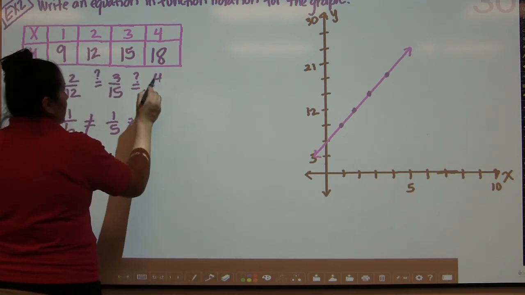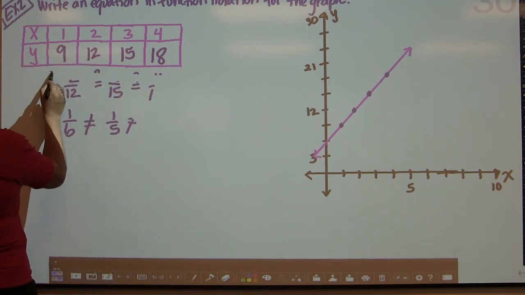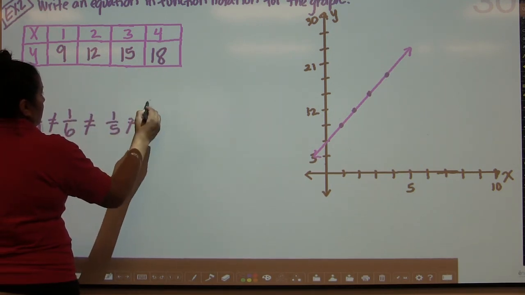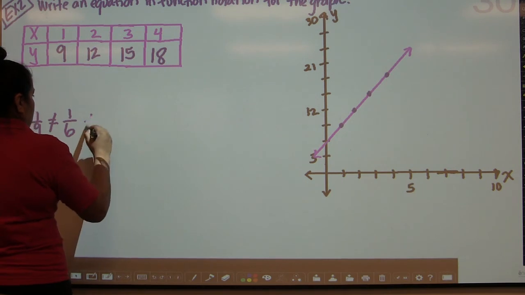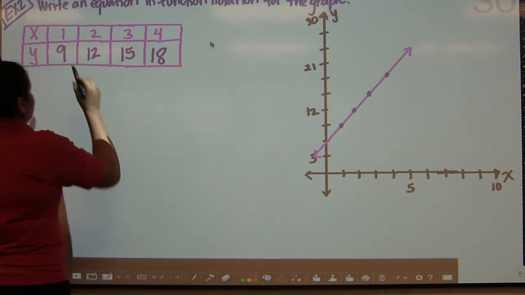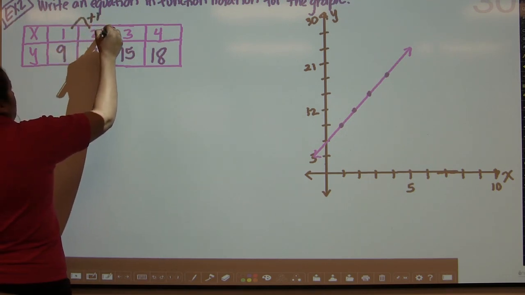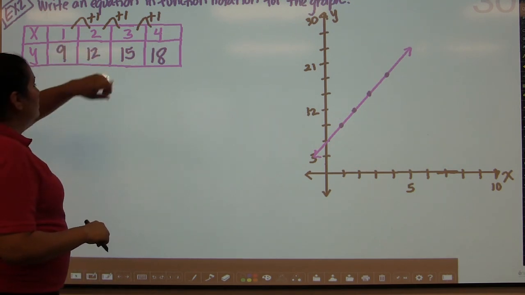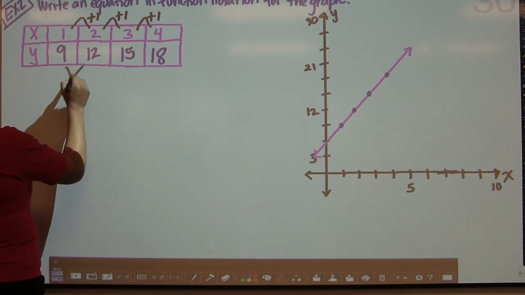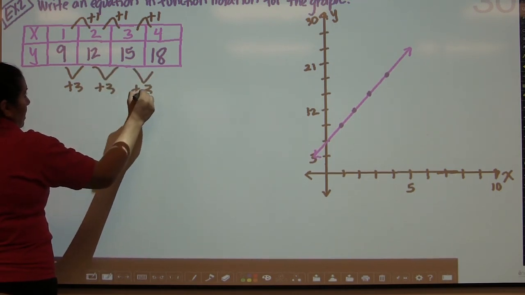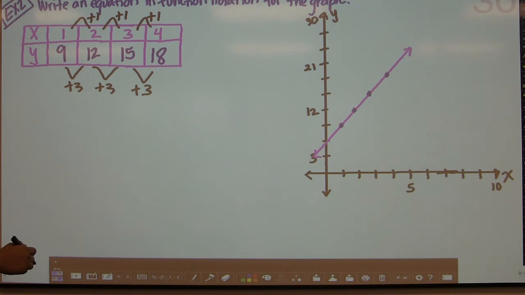So let me erase some of this stuff that we don't need anymore. We're going to go back here. I need some space, so I'm going to get rid of this stuff here. And like the previous example, we can find the difference in the x values. Add 1, add 1, add 1 each time. So it looks like it's the same as before. Here we're going to add 3, add 3, add 3 each time. So that kind of tells us a little bit about our k value.